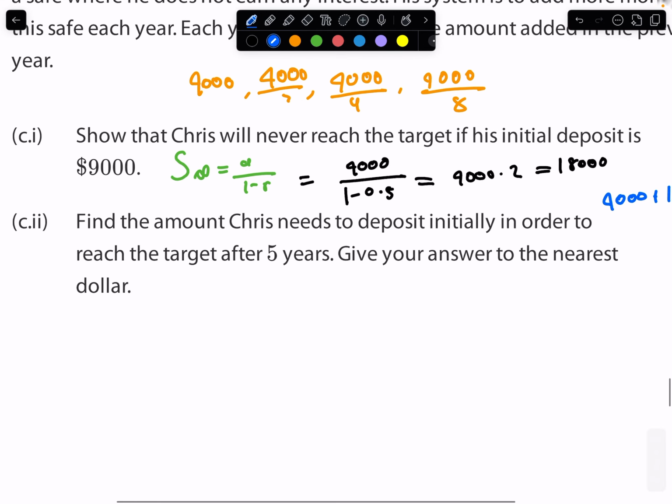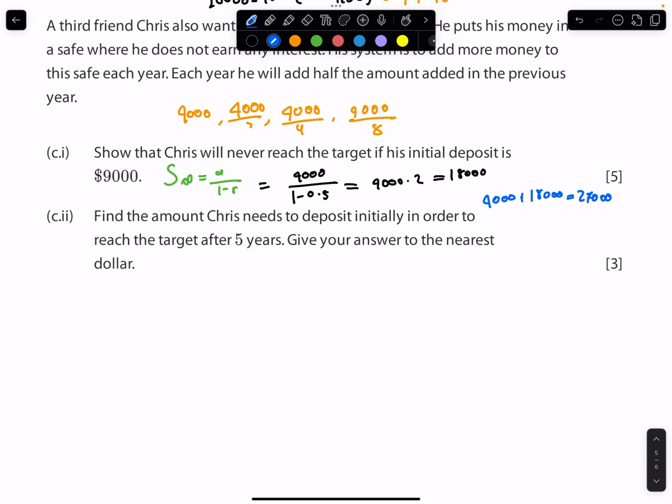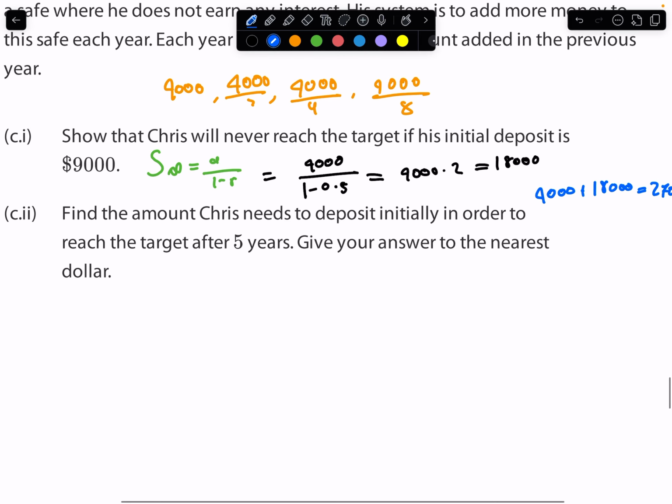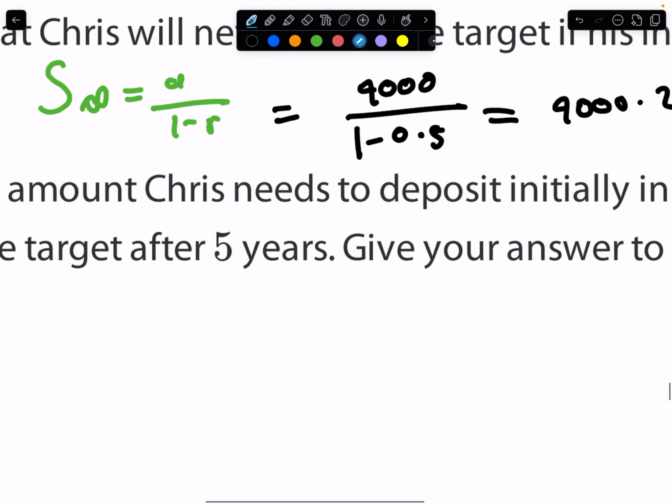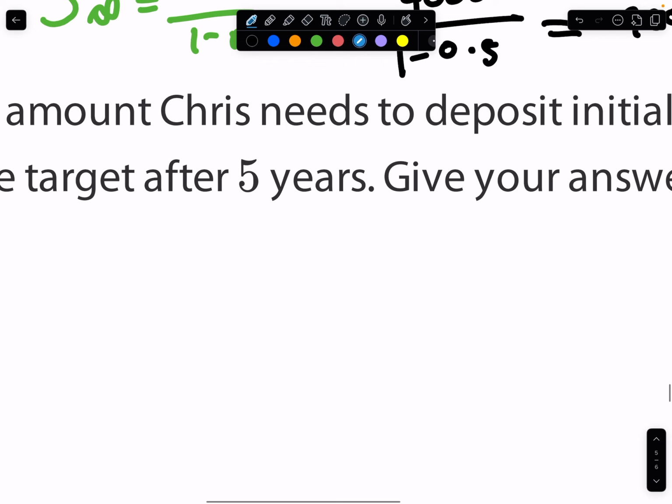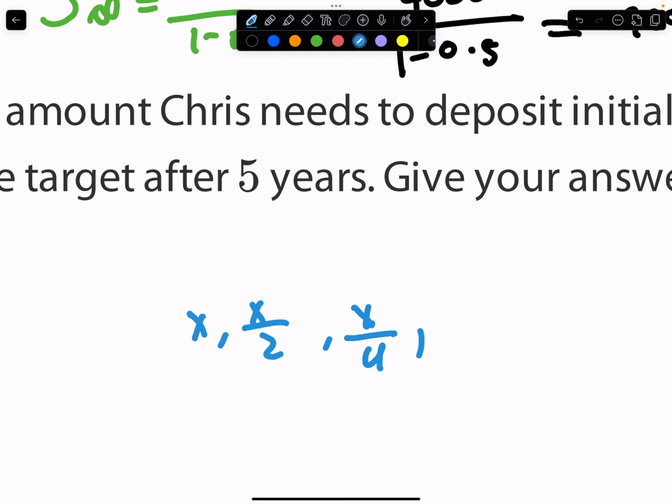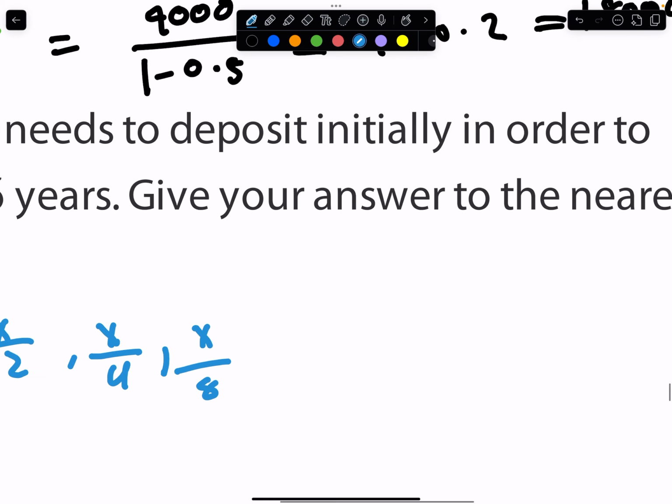Find the amount Chris needs to deposit initially in order to reach the target after 5 years. Give your answer to the nearest dollar. What if he wants to reach 20,000 in 5 years? So there are 6 values: x, x/2, x/4, x/8, x/16 and x/32, because it keeps halving.